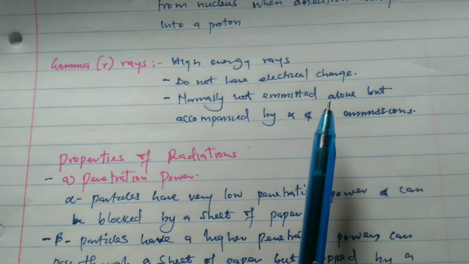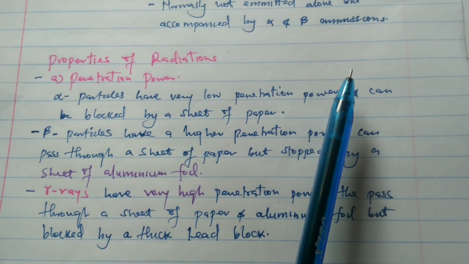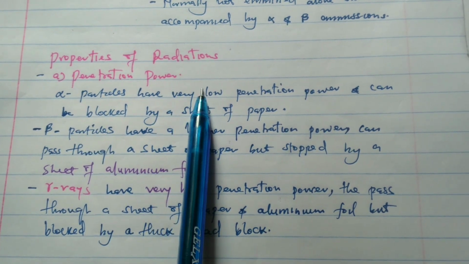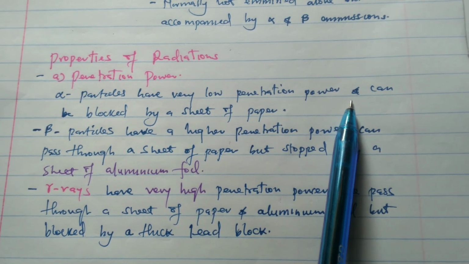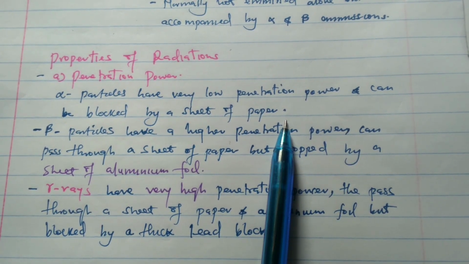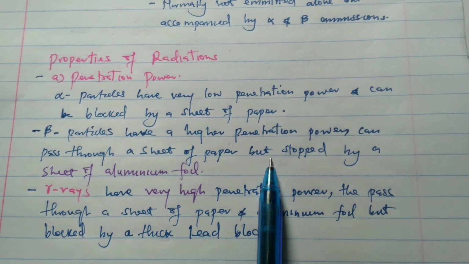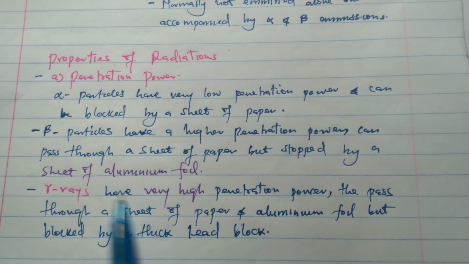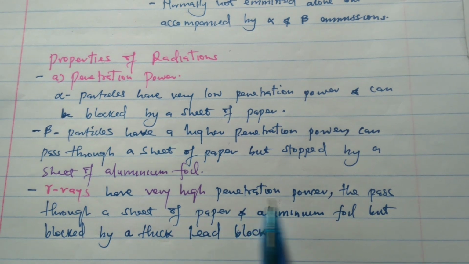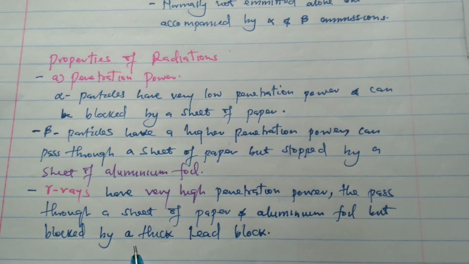So what are the properties of radiations? Number 1 is penetration power. Alpha particles have very low penetration power and can be blocked by a sheet of paper, while beta particles have high penetration power and can pass through a sheet of paper but are stopped by a sheet of aluminum foil. Gamma rays have very high penetration power, so they pass through a sheet of paper and aluminum foil, but they are blocked by a thick lead block as shown here.